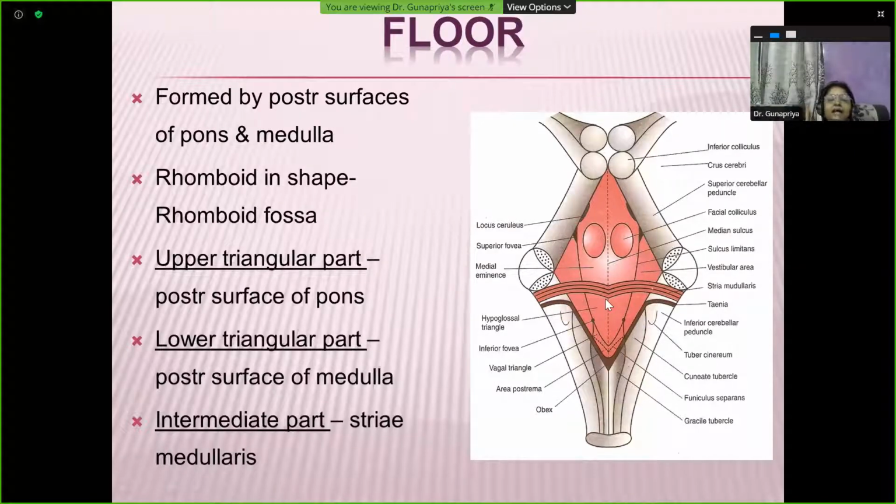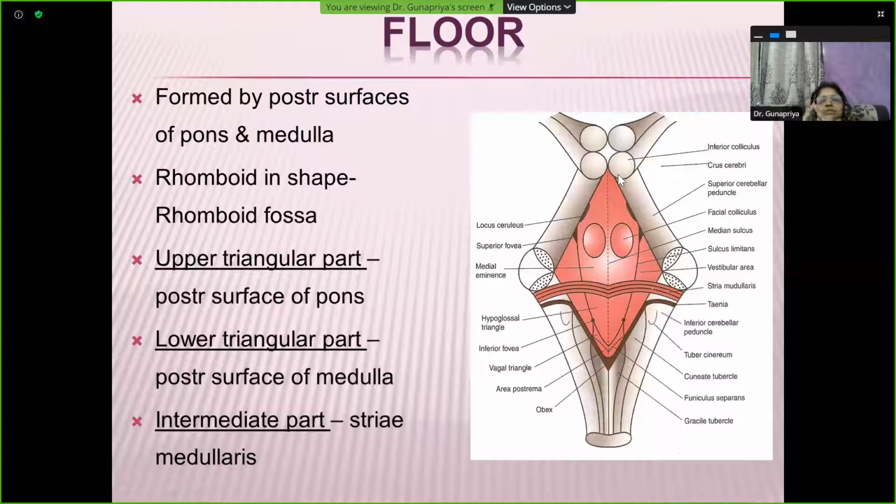The floor is none other than the posterior surface of pons and medulla. So whatever you studied as features on the dorsal or posterior surfaces of pons and medulla, you're going to study here once again: external features, not the transverse section features. Having finished with the roof, now the roof has been removed to expose the floor of the fourth ventricle. The floor is formed by the posterior surfaces of the pons and medulla, and this floor is rhomboid in shape.